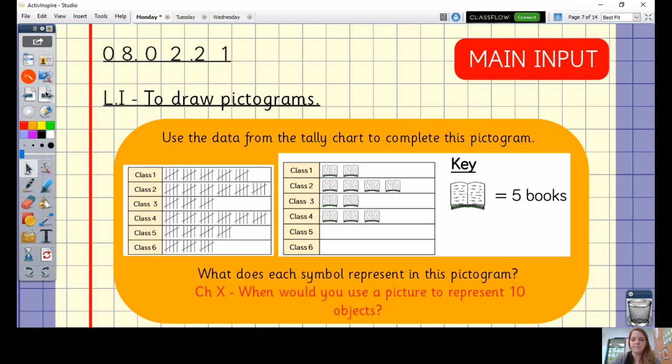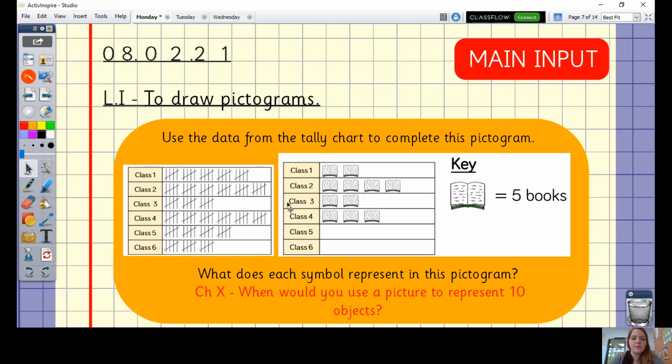Okay, so this time we have got some books. Just have a look at the key first of all. What does each symbol represent in this pictogram? Okay, so hopefully you've been able to see the key on the side here. So each symbol in our pictogram represents 5 books.